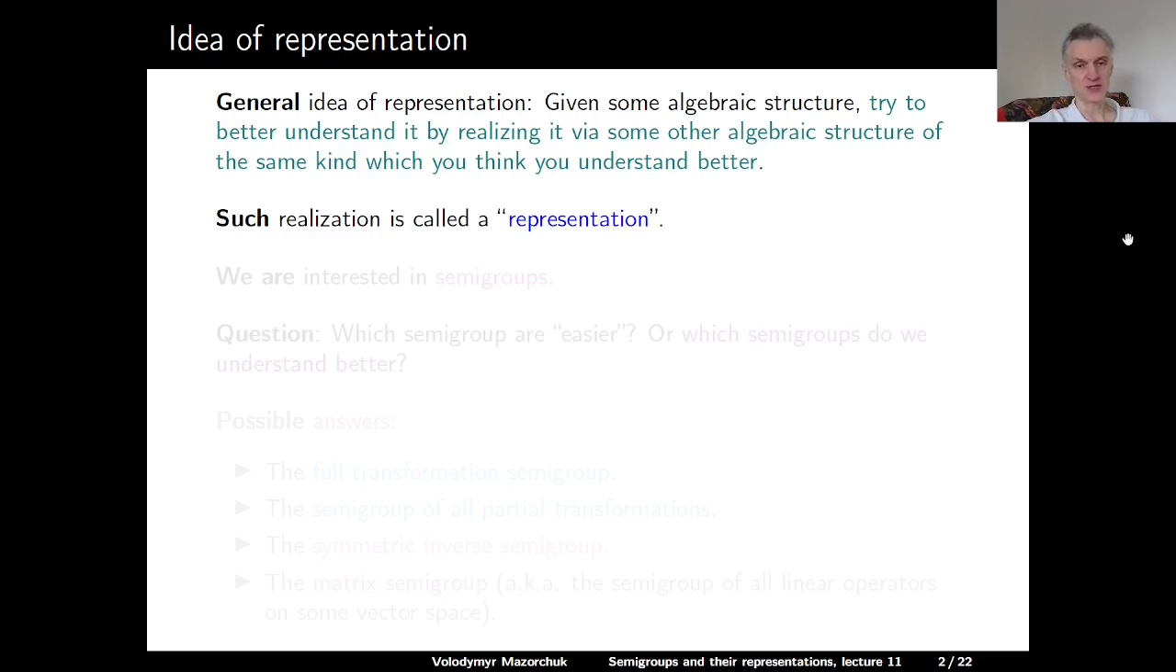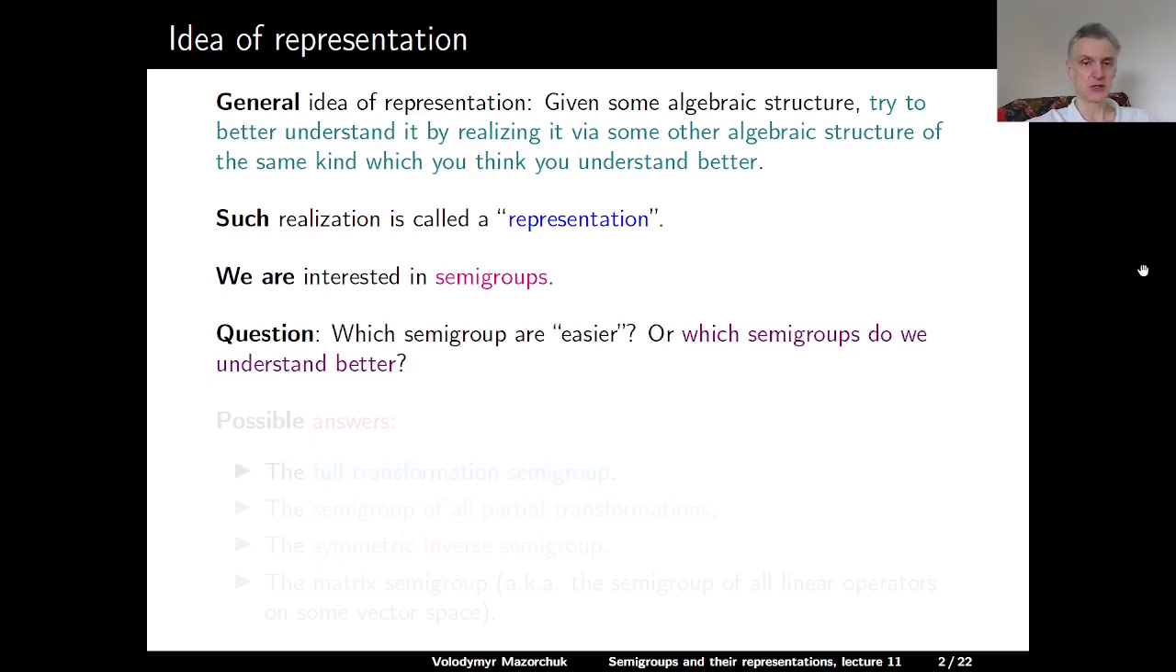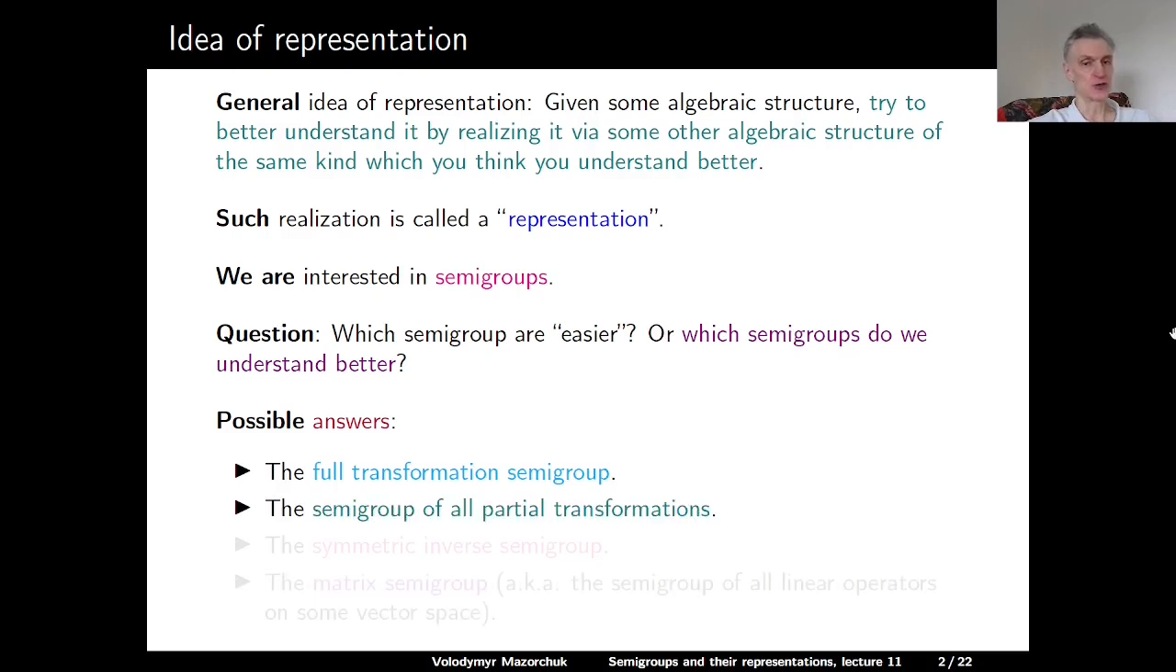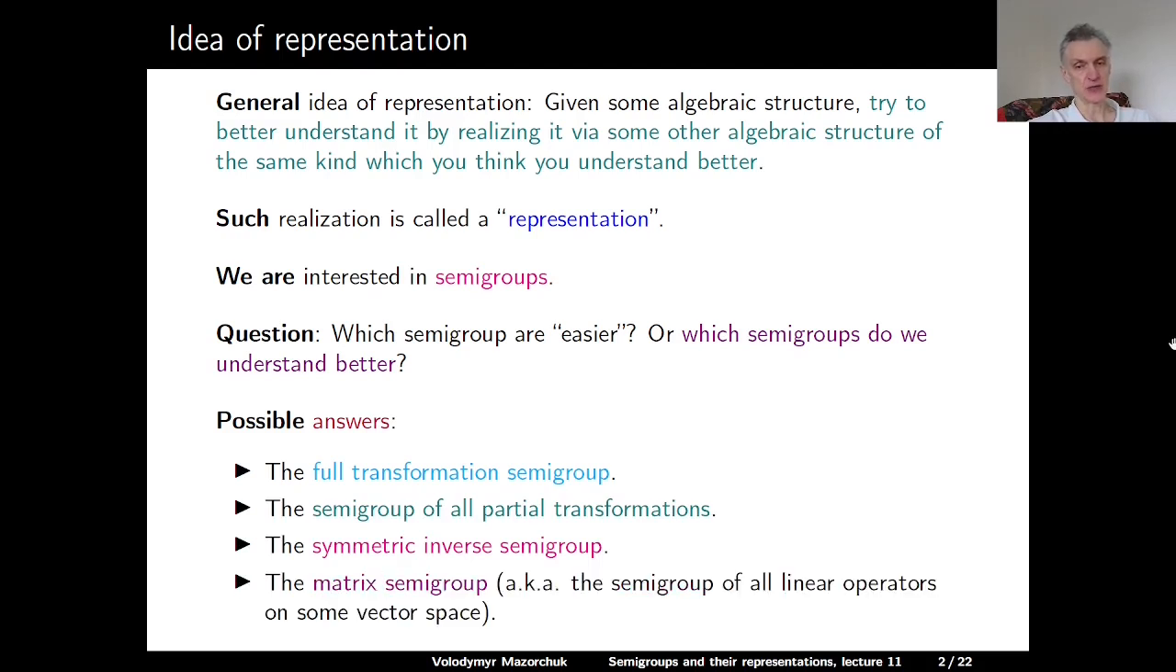So our main interest in this course is of course in semigroups. So it's natural to ask the question, which semigroups do we think are easier and which semigroups do we understand better? Here are some possible answers. The full transformation semigroup, or the semigroup of all partial transformations, or the symmetric inverse semigroup, or the matrix semigroup, so the semigroup of all linear operators on some vector space.